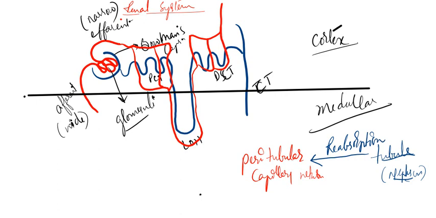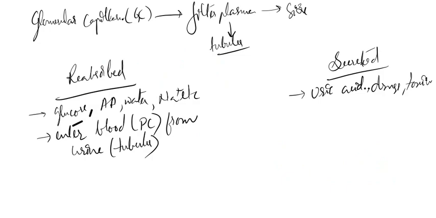The good substances are reabsorbed, whereas secretion takes place from the peritubular capillary network into the urine present in the tubules of the nephron. Secretion. Right or wrong? Right.